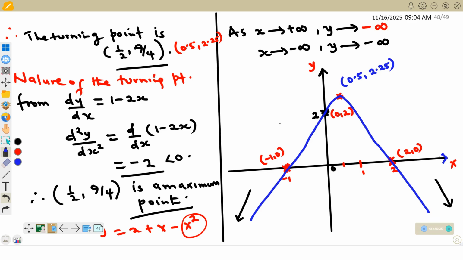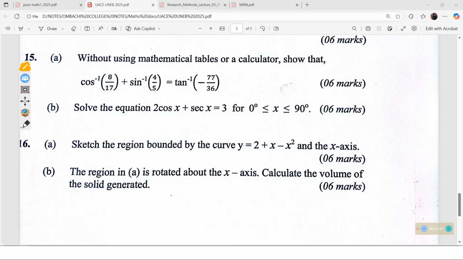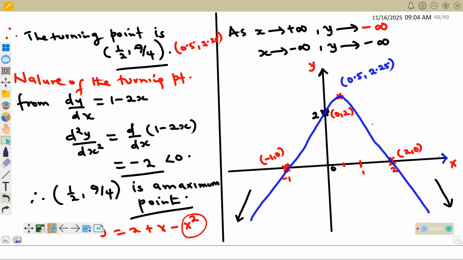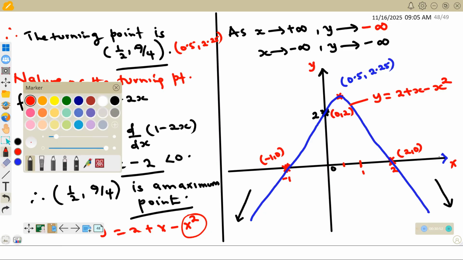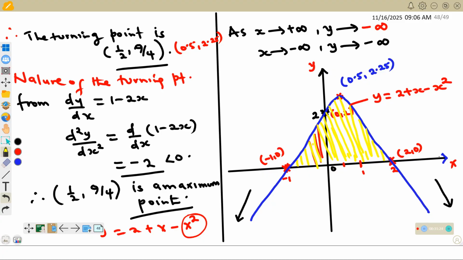According to what we are interested in, we need the region which is bounded by the curve and the x-axis. This is our curve, y equals 2 plus x minus x squared. The area which is bounded by that is this area. Then part A will be answered.